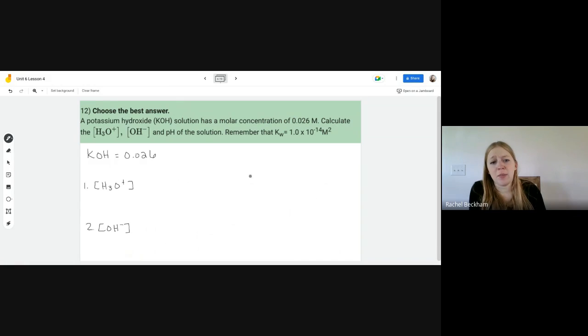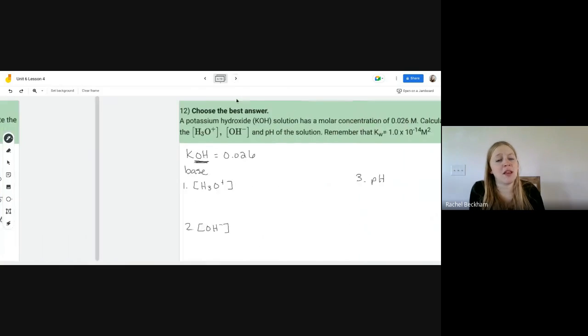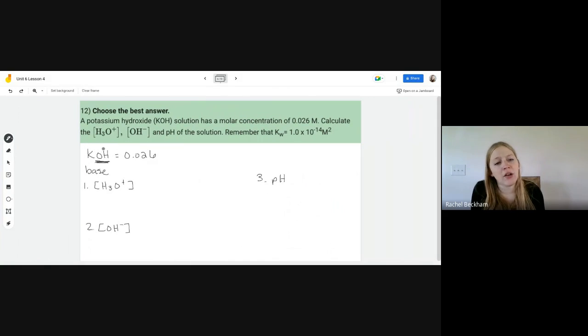And then calculate the pH of the solution. So right now it gave us potassium hydroxide. If it has OH in it, this is a base. Acids have H at the beginning, like HBr. H's at the beginning typically refer to an acid. Hydroxides at the end mean that it's a base.